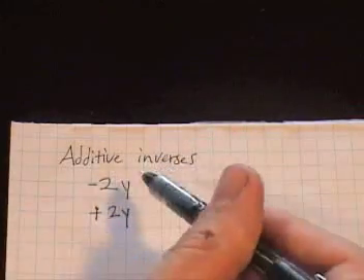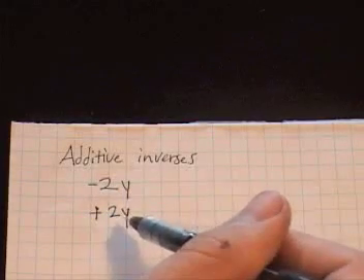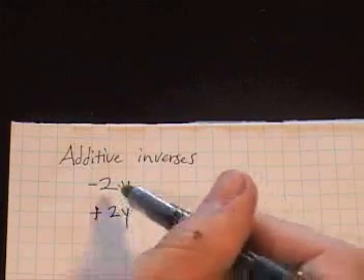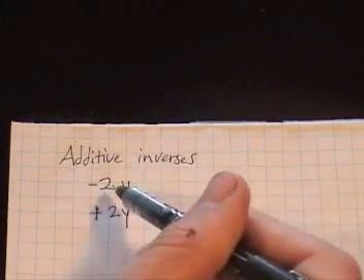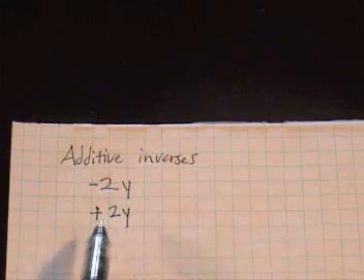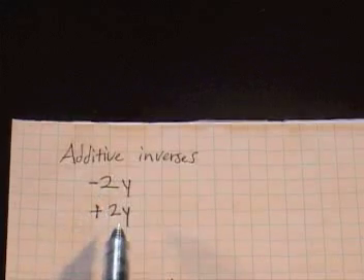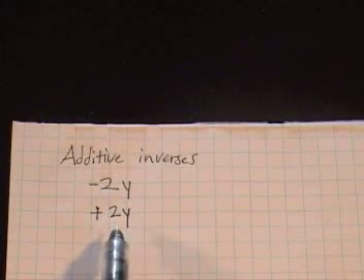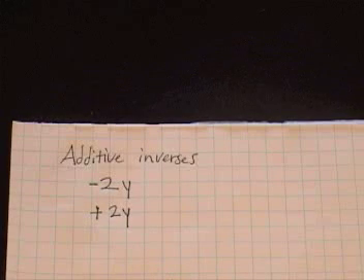That means you look at the same variable, and the coefficient is 2, that's the number in front of it. If they're the same variable and they have the same coefficient, plus, for a third thing, they have opposite signs. This is positive, this is negative, then these are additive inverses. And these are going to become very valuable in the steps we're about to do.